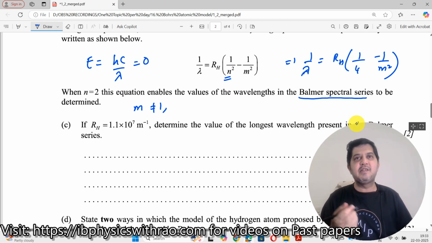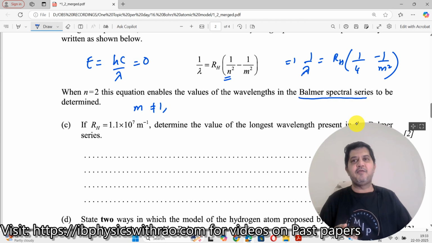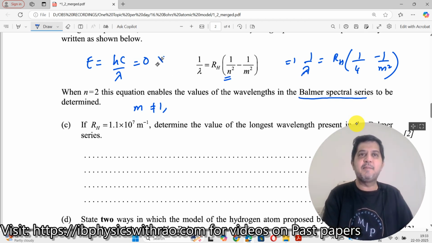Any object will have some energy, only then will it possess some kinetic energy. When you say it has an energy equal to 0, you are making the photon be at 0. That is, not moving. So this is not possible. So you can say m is not equal to 2.